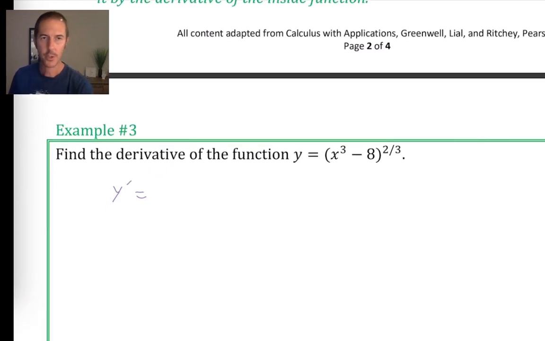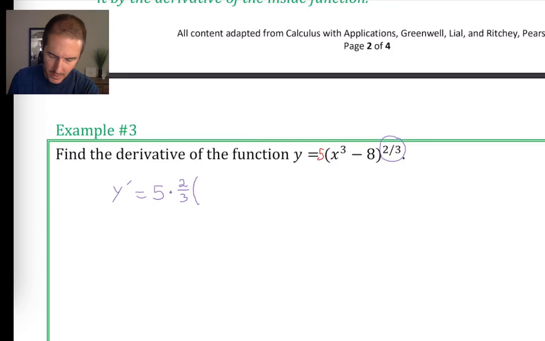The outer function, which is the 2/3 power, I'm going to take this exponent and multiply it out here by this leading coefficient. In fact, let's modify this problem and put a 5 out here, to make the example a little bit more extreme, okay? So now I have the existing coefficient times that exponent that we just multiplied out front of 2/3.